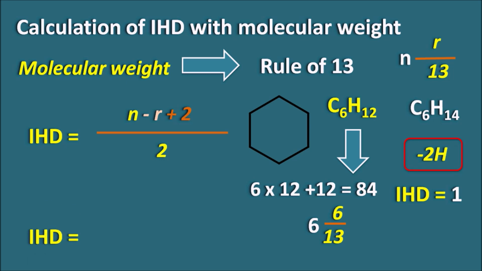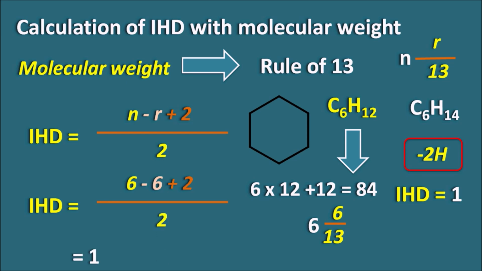If we calculate the IHD value, the IHD is equal to (6 minus 6 plus 2) by 2, which gives the value 1 as the IHD. So now you can easily check that if we calculate the IHD value by seeing the structure, or by seeing the molecular formula, or by taking the molecular weight, we will get the same value. But which formula should be used depends on the data we have.